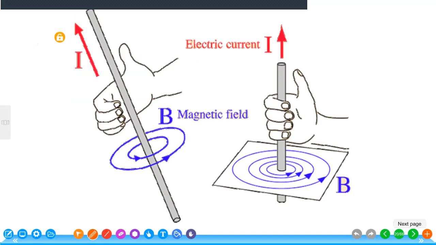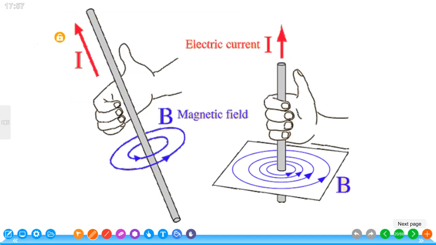Then we are going to now move another part, an important one. If you think of any current carrying conductor, we just say any wire where current is passing, right? Any current carrying conductor has a magnetic field around it.